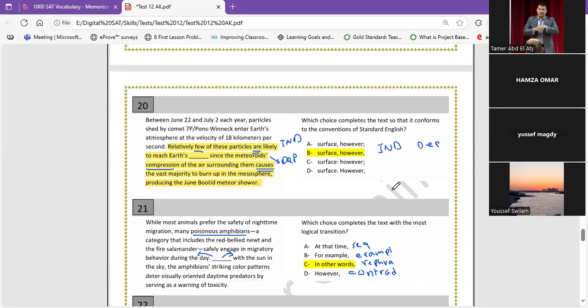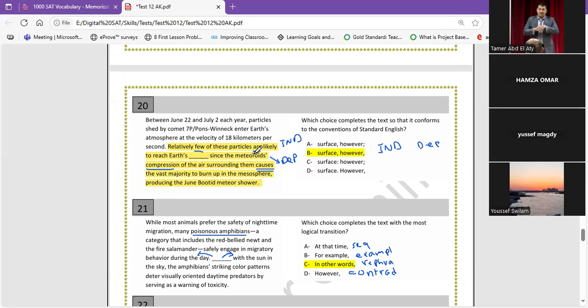The question after, it's boundaries, domain 4. We're still in domain 4. Okay, you look, however, here. Relatively few of these particles are likely to reach Earth's surface. This is independent.